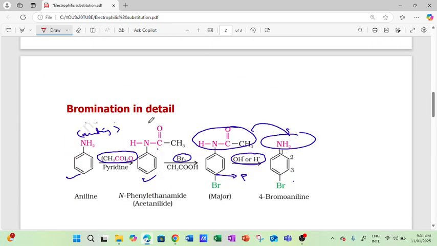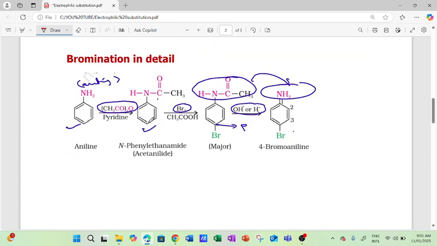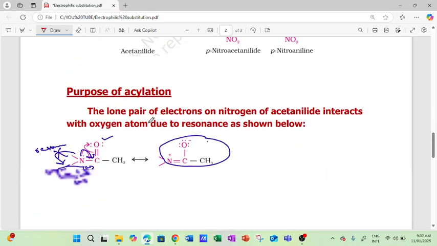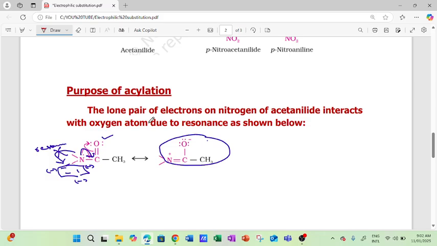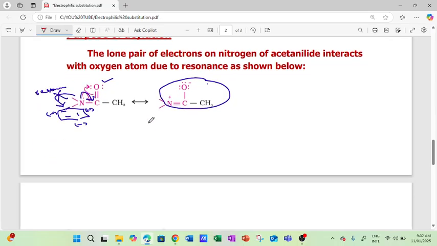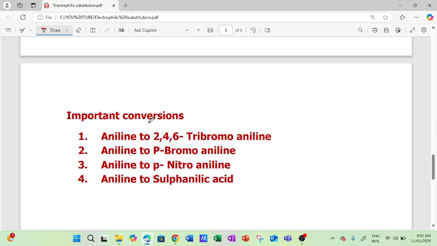So in between, I have discussed the detailed explanation of bromination and nitration, what is the purpose of acylation, and also why we are getting meta-nitroaniline during nitration. Because of strong acidic medium, aniline changes to anilinium ion. So these are the conversions which we have discussed today. If you learn these electrophilic substitution reactions in this way, you will not forget. It is easy to study.